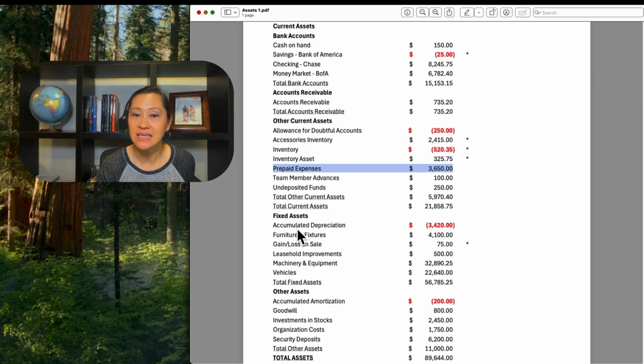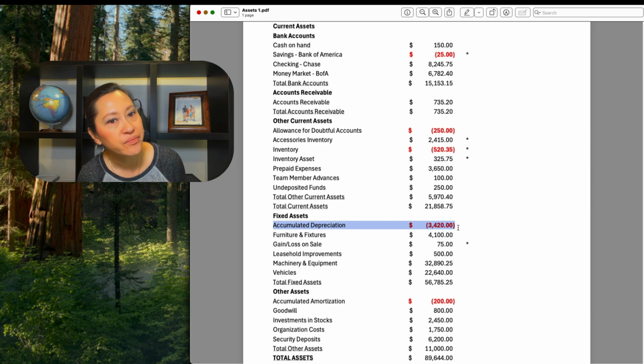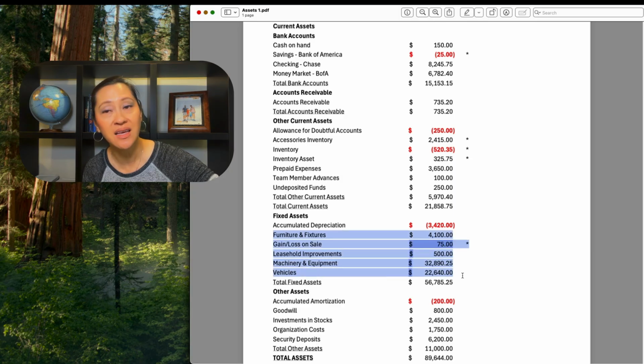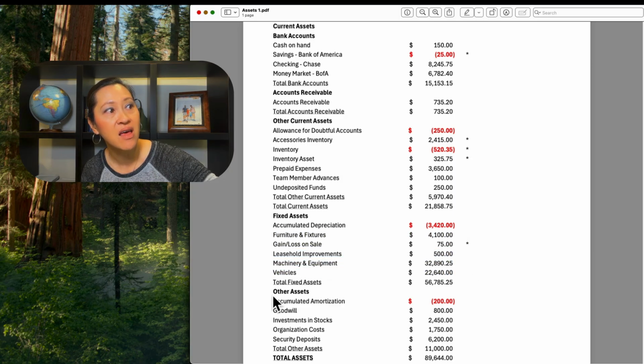In fixed assets, the only account that should normally be negative is accumulated depreciation, since it's a contra account, and that looks correct here. As I go through the other accounts, I'm checking the names, amounts, and whether they should be positive or negative. Right away, I notice gain or loss on sale. That's an income type account. It belongs on the income statement, not the balance sheet.